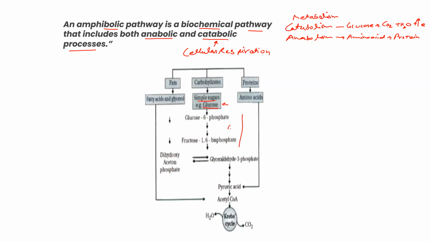This process is glycolysis. Then this pyruvic acid converts into acetyl coenzyme A in the cytoplasm, and acetyl coenzyme A enters the mitochondria and goes through the Krebs cycle, releasing water and carbon dioxide. This is called cellular respiration, which is a catabolic process.